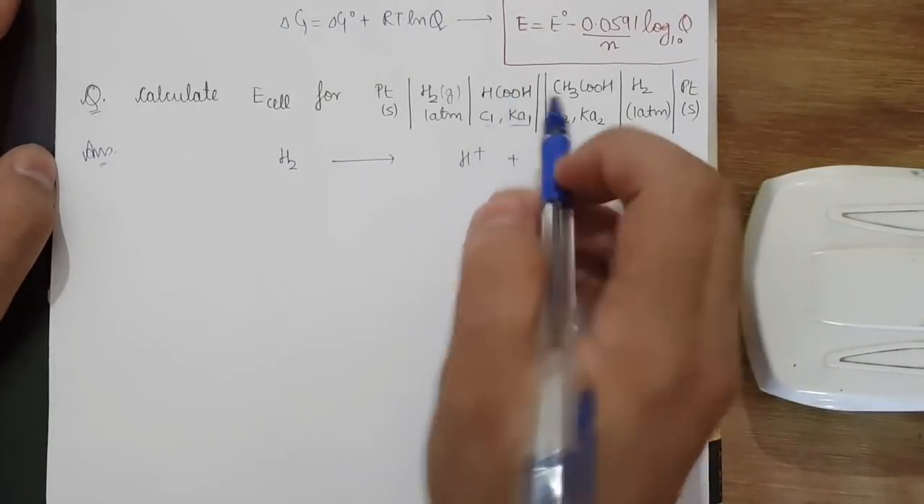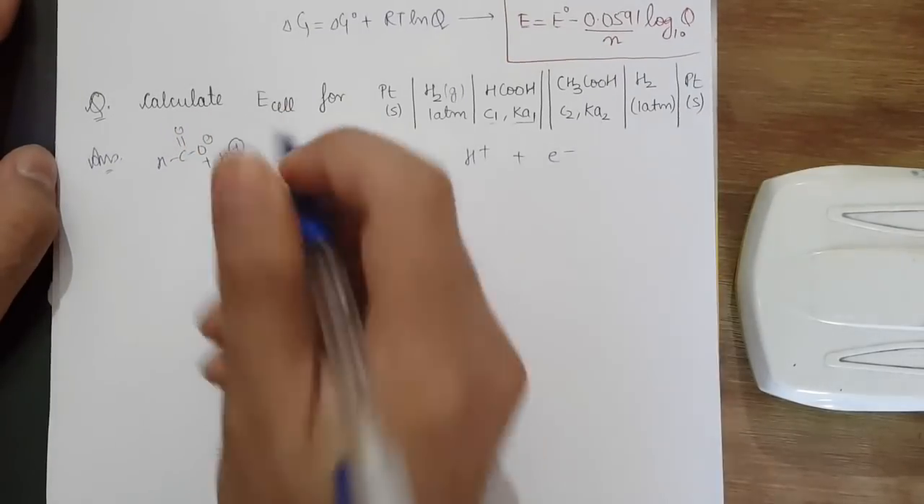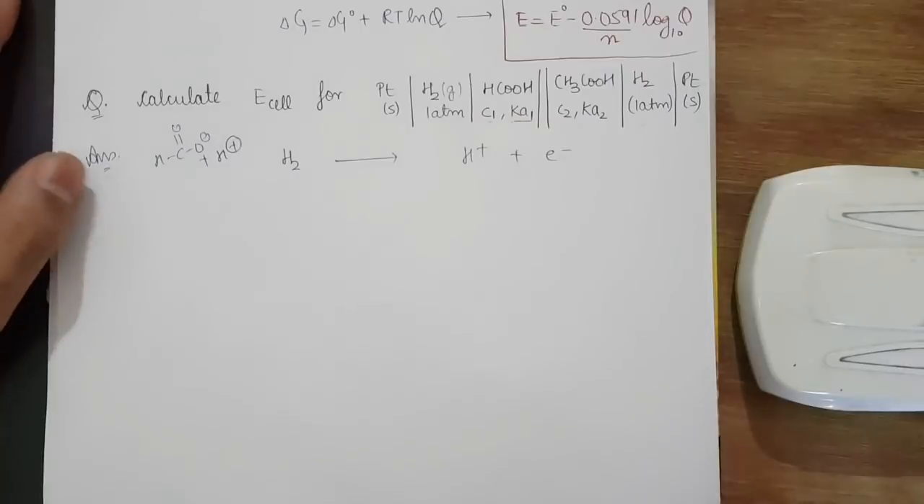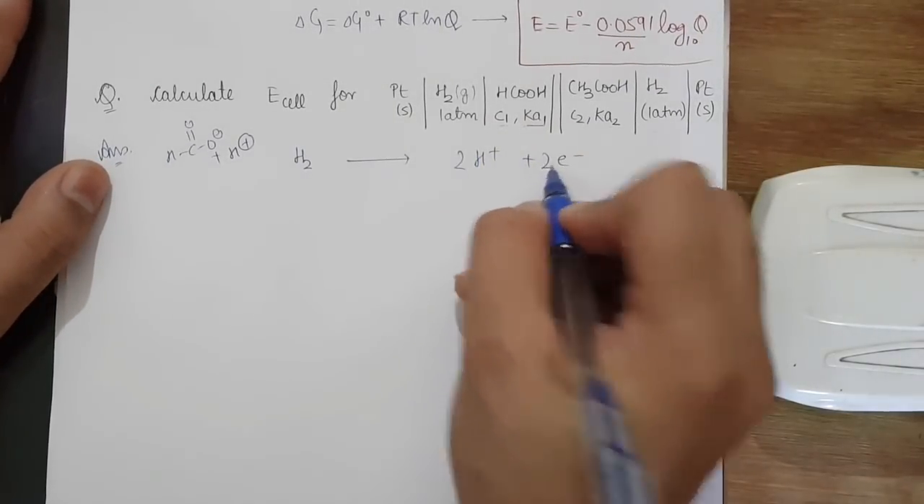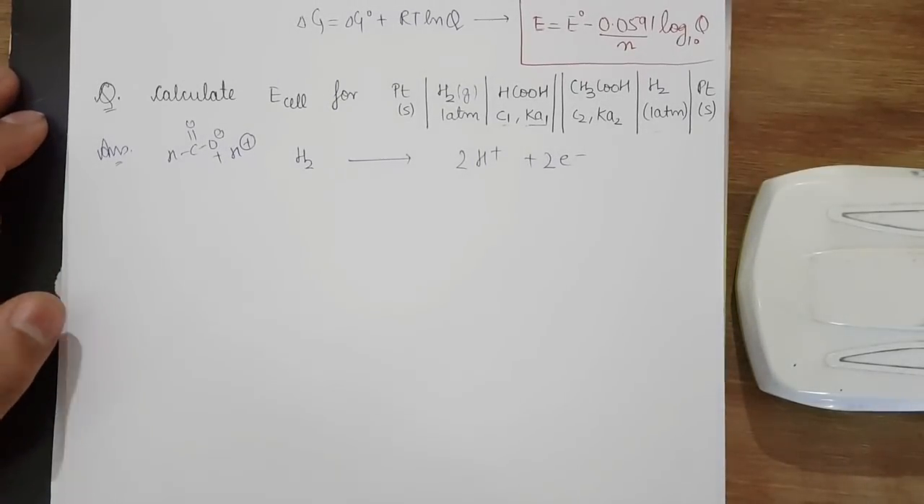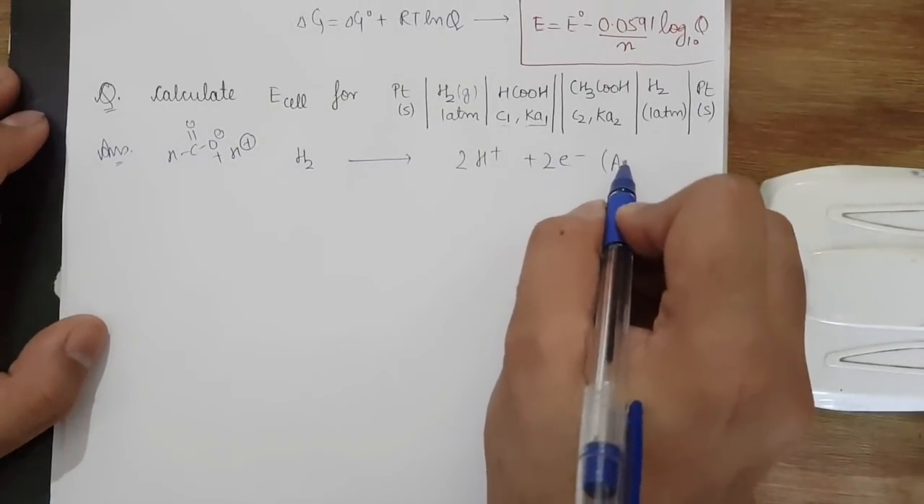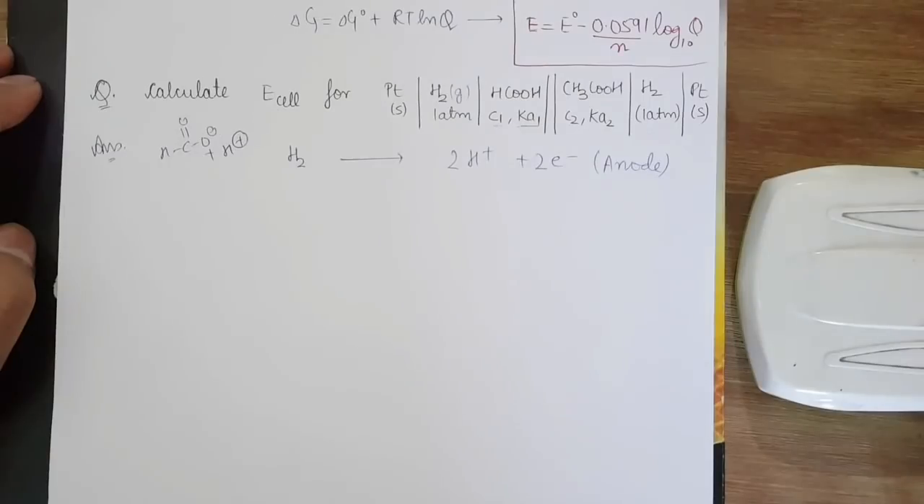We have H2 here, which is in the gaseous form, which goes into H plus and electron in this state. Why? Because we have HCOO minus plus H plus. So basically we are getting H plus from this particular part. So 2H plus and 2 electrons in order to balance the equation which has been given here. And this reaction is occurring at the anode because the oxidation is happening from 0 to +1.